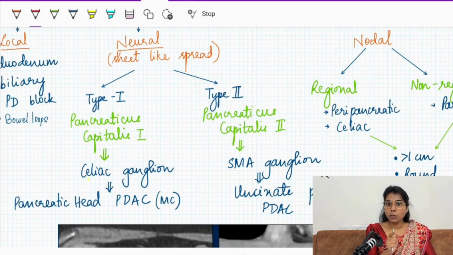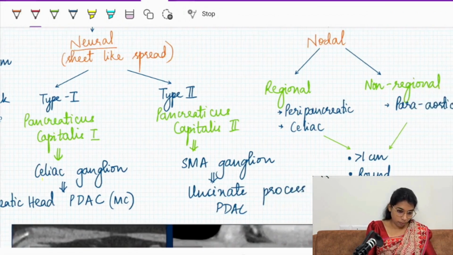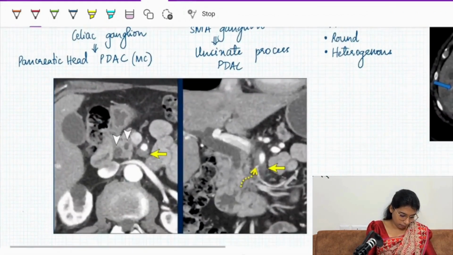So, if you're seeing neural spread along the celiac axis, look for a PDAC in the pancreatic head region. If you're looking at a soft tissue along the superior mesenteric artery, look for a PDAC in the uncinate process, right? Now we look at the example.